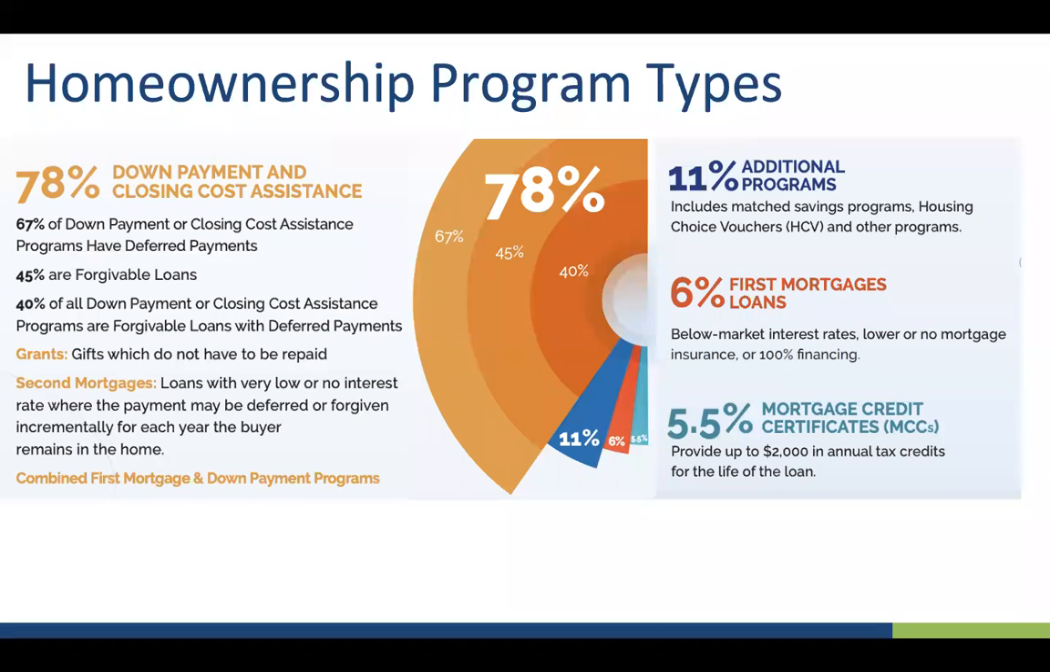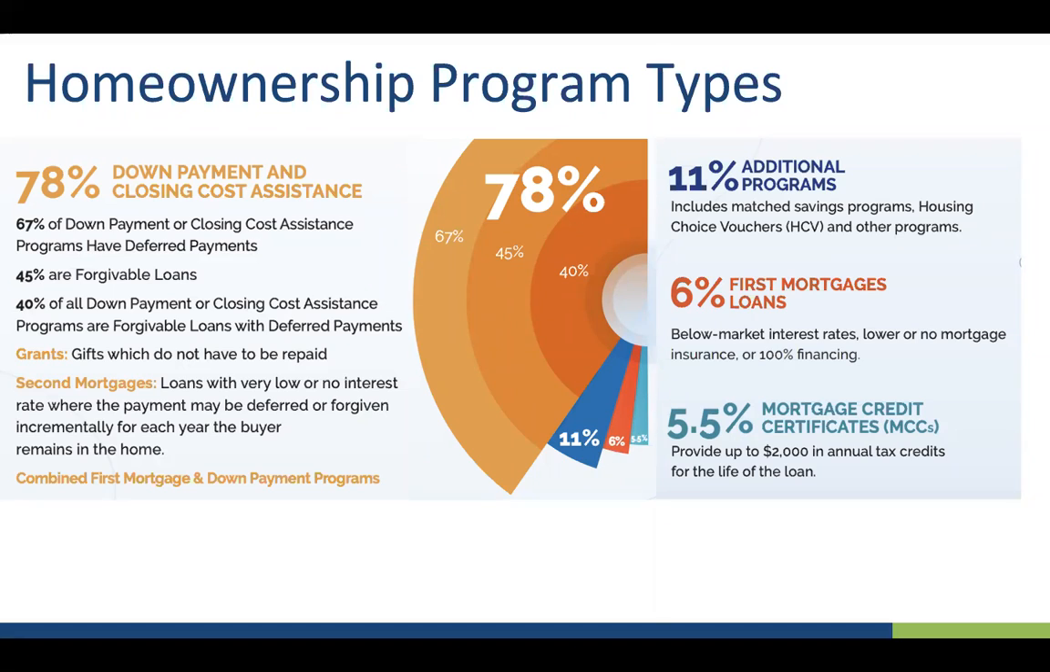Now, even loans could be deferred, meaning they don't have monthly payments or the monthly payments don't start immediately. They may be forgivable. So 2/3 of those programs are deferred. 45% of them are forgivable in part or in full. Now that may not always happen immediately or within the first few years. It could be incremental. It could be at some point in the future. And then 40% of programs are both deferred and forgivable. And then, of course, there's the category of down payment loans that do have a monthly payment that starts when you close on your house.